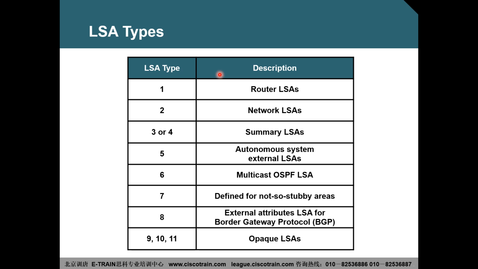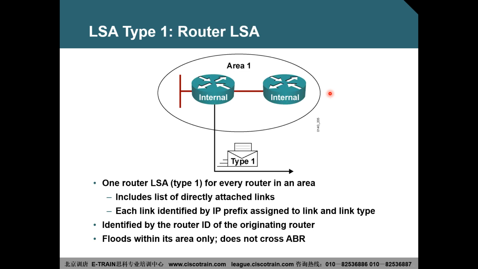Type 2 LSA is the LSA that originates from the designated router, DR. And type 1 LSA is the one which comes from every single router. These type 1 and type 2 are local to the area. Type 1 and type 2 will not cross the area border. Now let us go one by one and see in the presentation here. Read it yourself, please. Sure, sir.